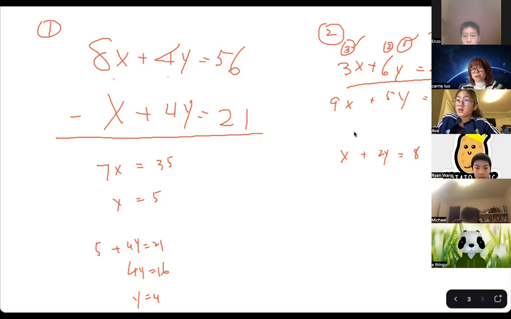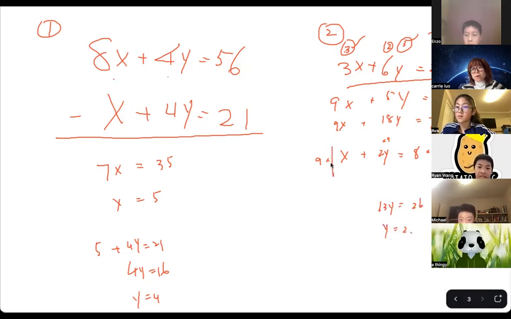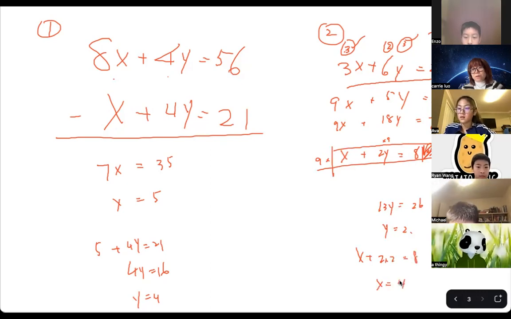Correct, everybody? Okay, so with this one, I can times 9, times 9, times 9. So it equals 9x plus 18y equals 72. So minus them, 13y equals 26. So y equals 2. And we put it back. So x plus 2 times 2 equals 8. So x equals 4. So y equals 2, x equals 4.